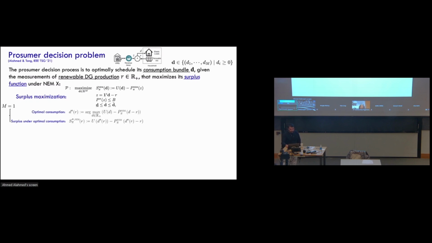So just some notation. I'm going to denote the optimal consumption, so the optimal solution, by D star, which is a function of the renewable generation. And I'm going to denote the optimal value, or the surplus under optimal consumption, by S star. Okay, so now with some schematics.